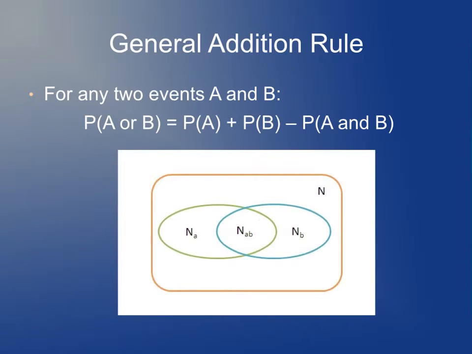You can use what's called the general addition rule that works regardless of whether the two events are disjoint, which is that the probability of A or B is equal to the probability of A plus the probability of B minus the probability of A and B. This picture here might help you understand where this formula came from. The idea is that if you want to find the probability that you're in either the green bubble or the blue bubble, you can take the area of the green bubble plus the area of the blue bubble minus the area that's in both bubbles, because the area that's in both bubbles gets counted twice.